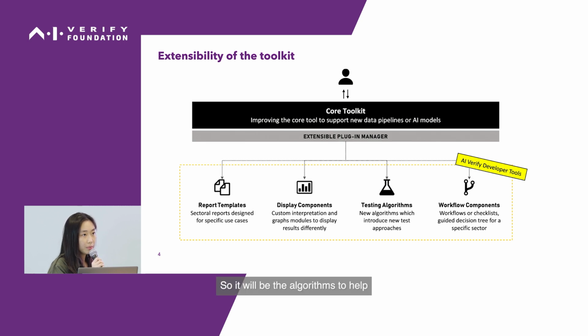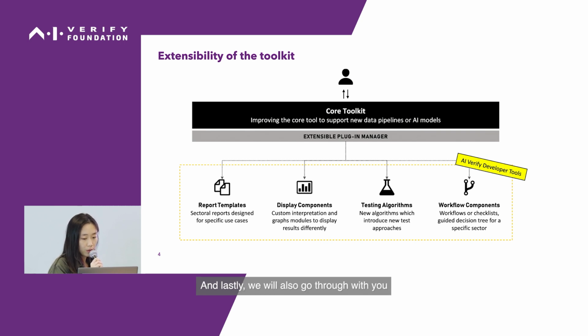These are the algorithms to help you run tests for fairness, explainability, and robustness. For the sake of today's workshop, we will be using a mock algorithm instead of an actual one. There will be some sample code that you can copy and paste later, just to help you understand how the architecture of a plugin works.